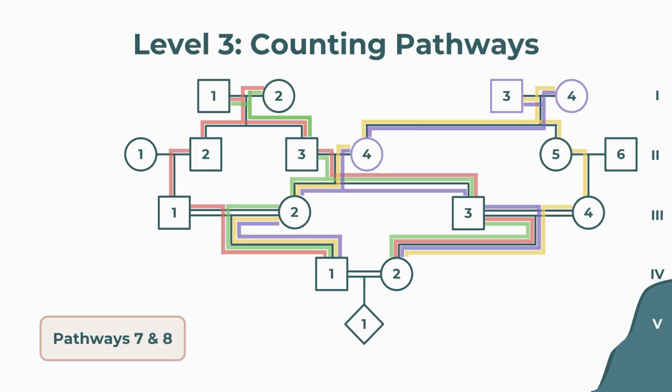And our final pair is very similar in reaching person 3 and 4 in the first generation. This time the loop is a bit different because we pass person 4 in the second generation and loop back down, passing the same individual.